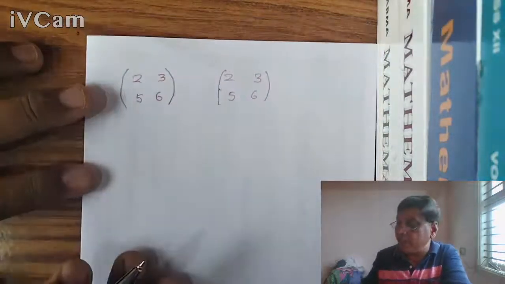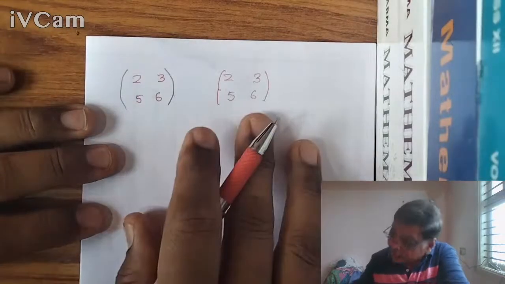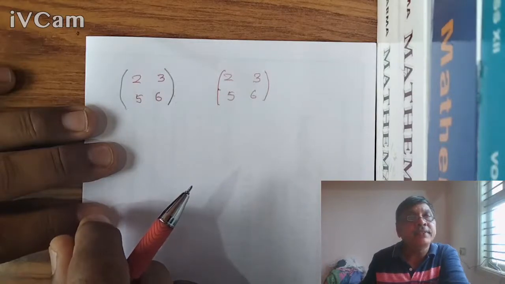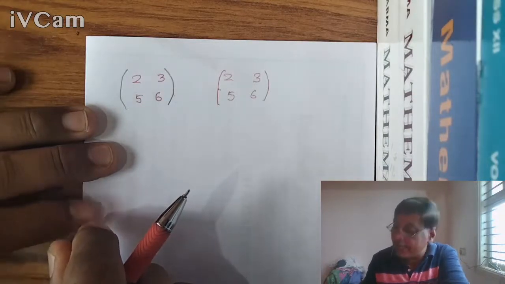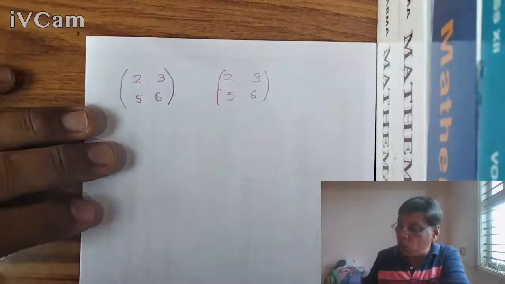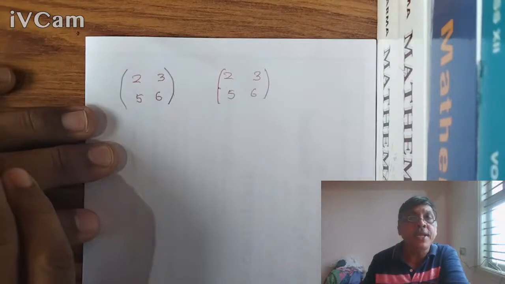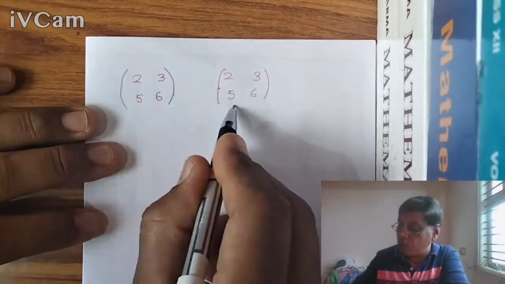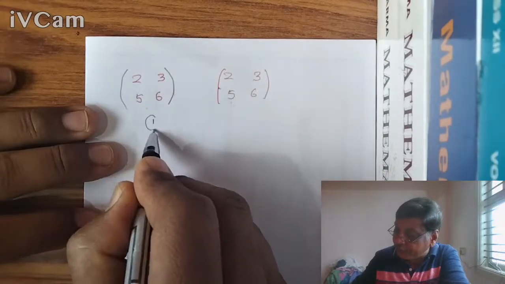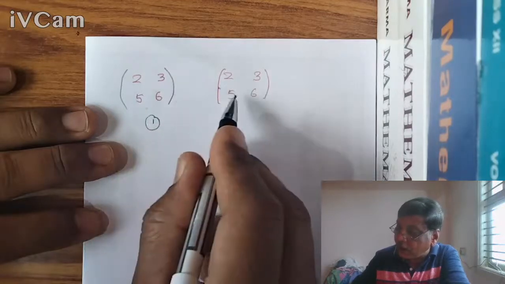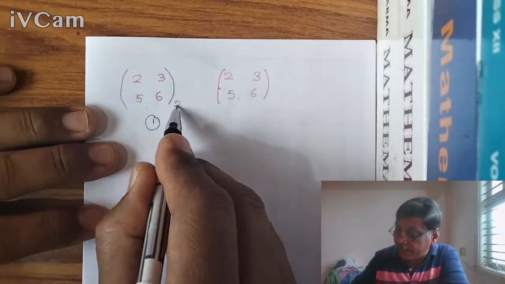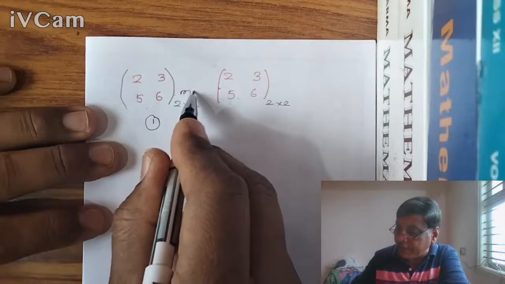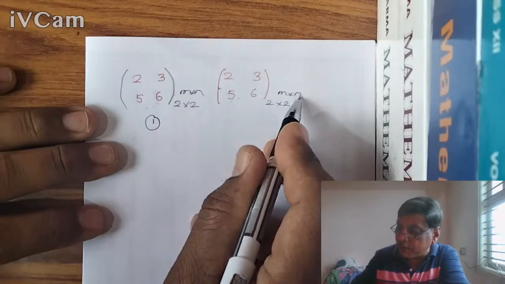With this understanding, can you define equal matrices? The definition is very simple. Two matrices are said to be equal if, first condition, their orders are the same. I mean that if it is a 2 cross 2 matrix, the other should also be a 2 cross 2 matrix. If it is an m cross n matrix, the other should also be an m cross n matrix.